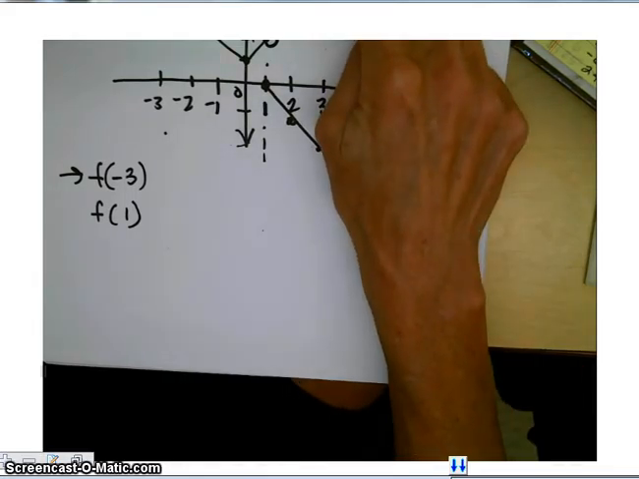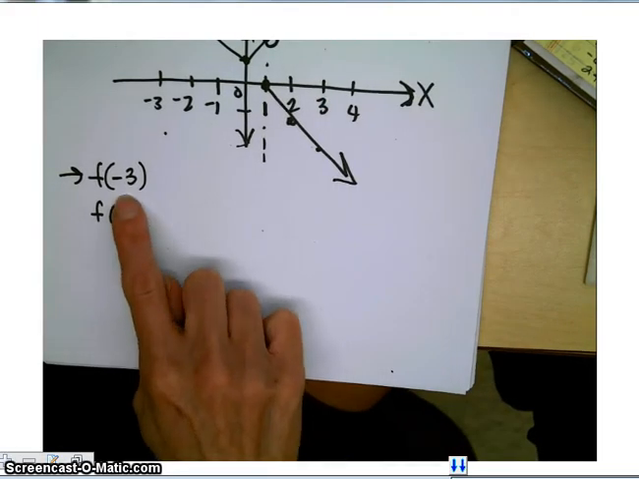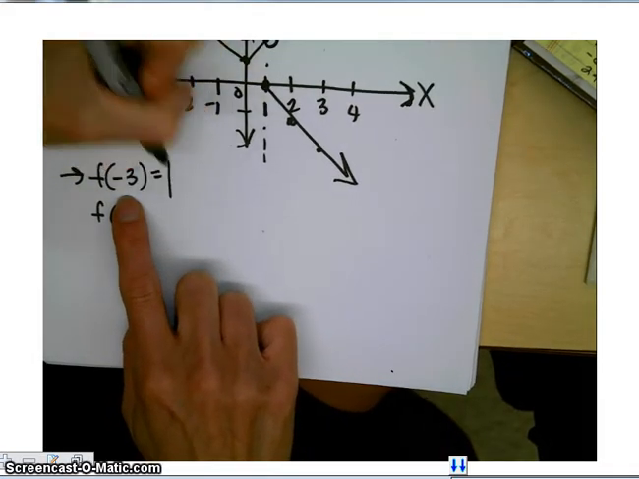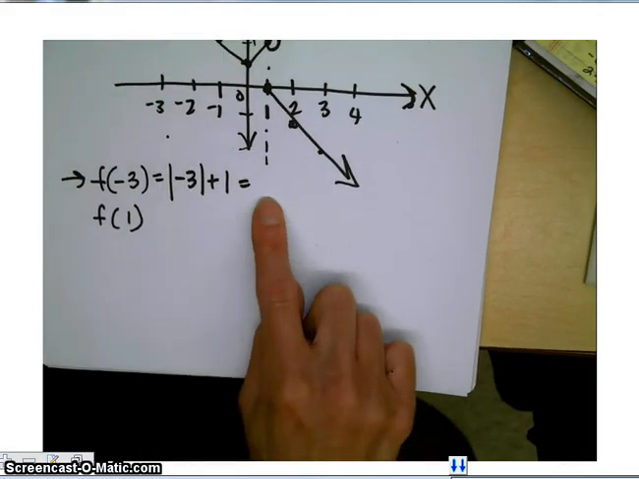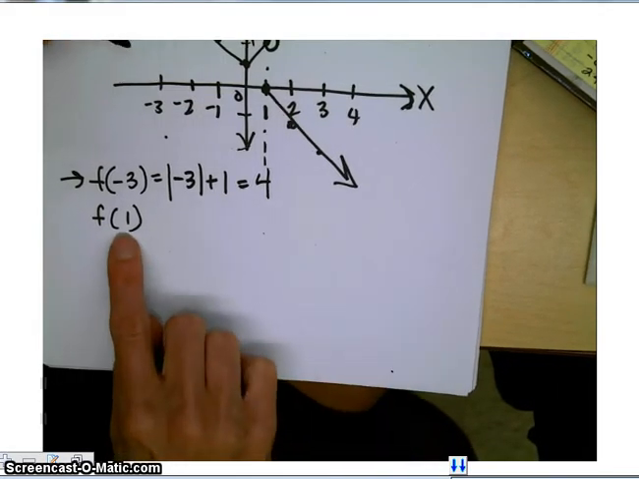This applies not only to the graph, but to when we plug function values in as well. So we have to pay attention. I can only plug numbers less than 1 into this one. Negative 3 is less than 1. So I need to plug negative 3 into that part of the function. So what would the output be? 4.